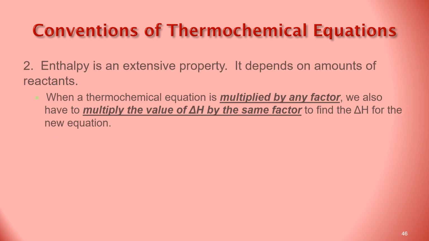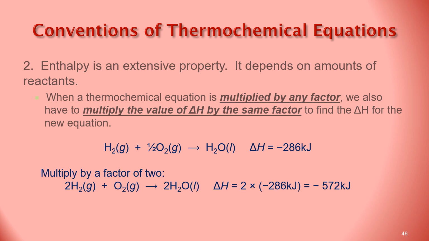Number 2, because it is extensive, it depends on the amount of reactants. So if you multiply an equation by any factor, then you also have to multiply the value of delta H by that same factor to find the delta H for the new reaction. So here's an example. We just looked at this, H2 plus 1/2 O2 to give us H2O liquid. Delta H is negative 286 kilojoules.